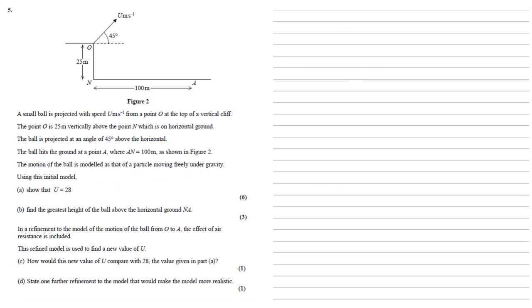In a refinement to the model of the motion of the ball from O to A, the effect of air resistance is included. This refined model is used to find a new value of u. So part C, how would this new value of u compare with 28, the value given in part A? If we've got air resistance in there, it means the ball is going to slow down a lot quicker because we've got an extra force acting against it. So to travel as far as it did, it's going to need to have a faster velocity to start with, so our new value would be larger than 28.